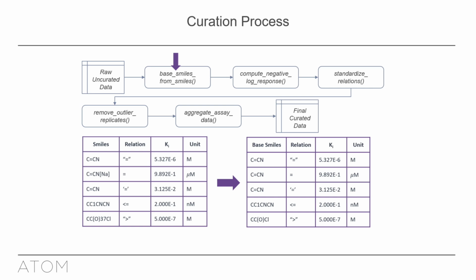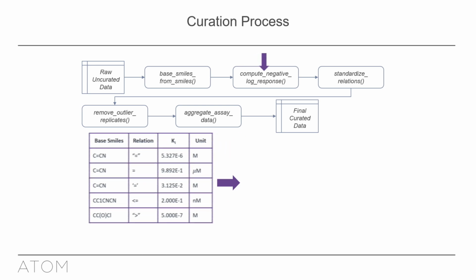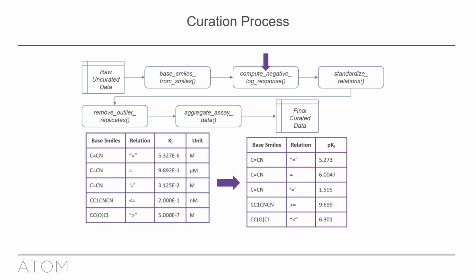Next, we're going to use compute_negative_log_response, which will allow us to turn the Ki's into pKi's. This helps to stabilize the variations in the data, in order to help the model more accurately find the trends in the data, and in this process of computing the negative log, we're also going to need to invert the comparison operators, since, for example, if the Ki for CCOCl is greater than 5e-7 molar, then the negative log of its Ki is less than the negative log of 5e-7. In this step, we're also going to convert our Ki's based on the unit it is given in, so that all pKi's are based on Ki in molar, not nanomolar or micromolar.